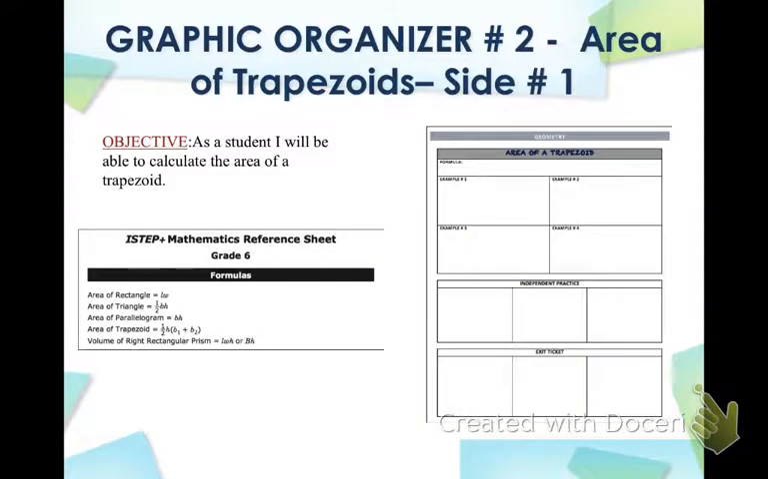It is very important. Graphic organizer number 2, you're going to need side number 1. You also need your math reference sheet, and it is very important that you get your math reference sheet because this one is more difficult. If you look right here, area of the trapezoid is 1/2 the height times base 1 plus base 2, and I will show you that here in just a second.